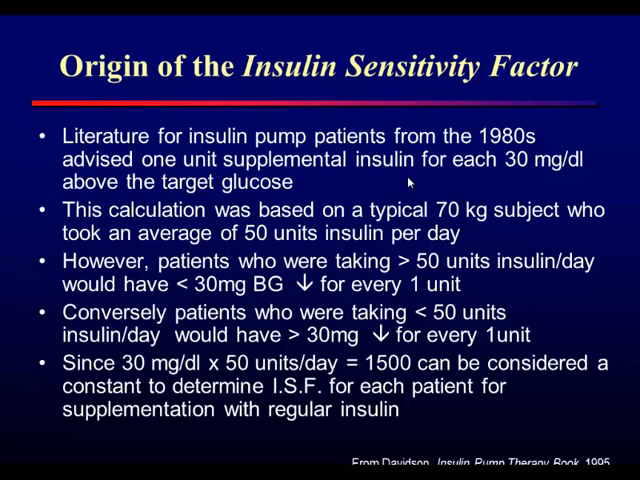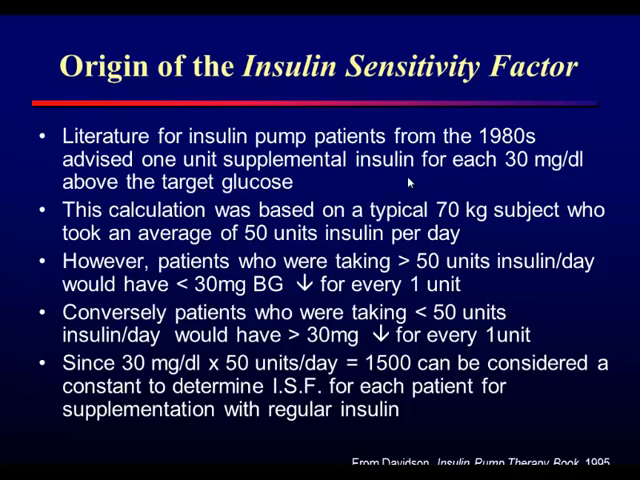There's a guy named Paul Davidson who figured out something very interesting. He found in the literature that a typical 70-kilogram person would take about 50 units of insulin a day, and if you gave them one unit of insulin, their blood sugar would drop 30 milligrams. He said, oh, that's interesting. I wonder if they're on 30 a day, would it drop 50? He multiplied 30 by 50 and got 1,500, which is like a constant, like pi.